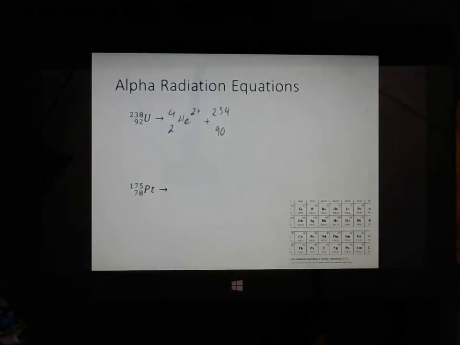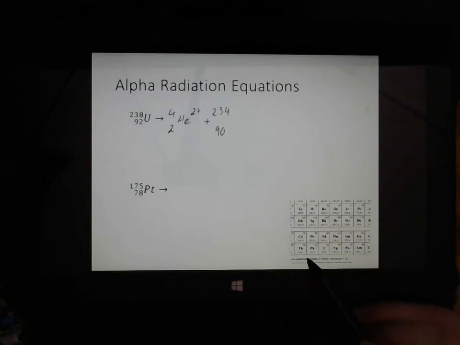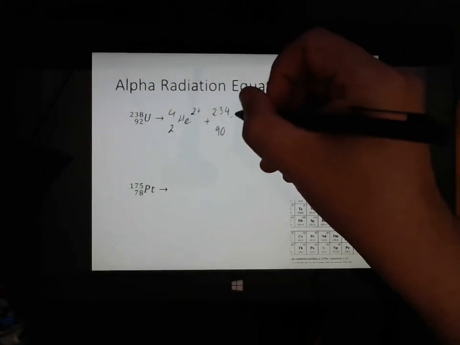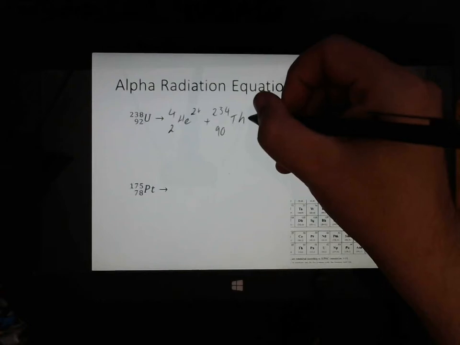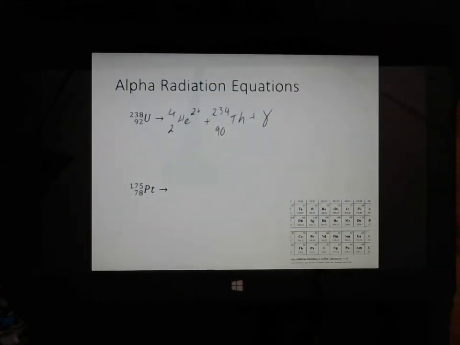Now, the reason I've got the periodic table down here, and this is just a cutout from the one you will be provided with on exams, is that I'm now looking for element 90. I can see element 90 is thorium, it's 2 down from uranium, so Th, and we're done. That's simple. Now, in this case, I know uranium-238 is also a gamma emitter, and so I would then slap a gamma particle on the end.